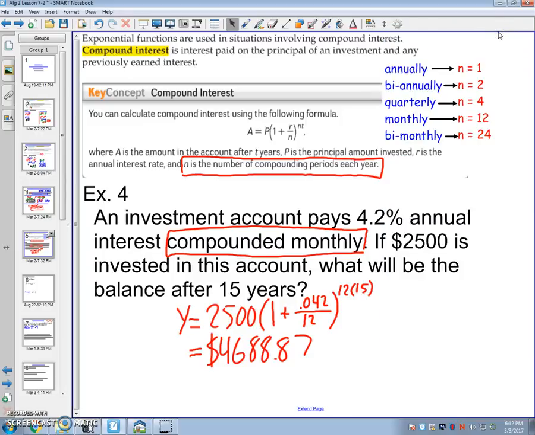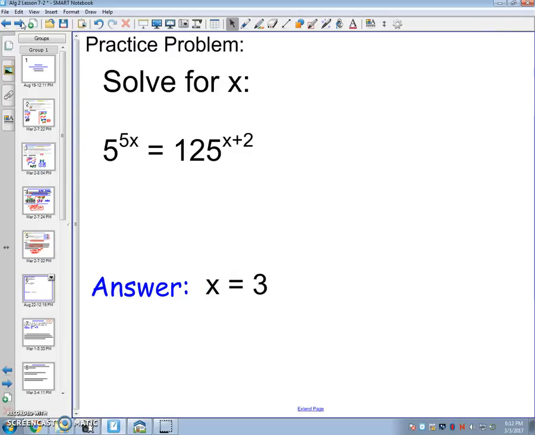All right. So there's that. That should be it. So here's the practice problem. Solve for x. Remember, same basis, same powers. There's the answer. If you can do that, you should be fine for class.